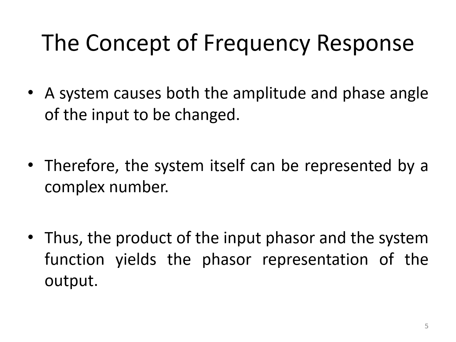So a system which causes both the amplitude and the phase angle of the corresponding input to change can therefore itself be represented by a complex number. Thus the product of the input phasor and the system function yields the phasor representation of the output, which we can represent with an example.